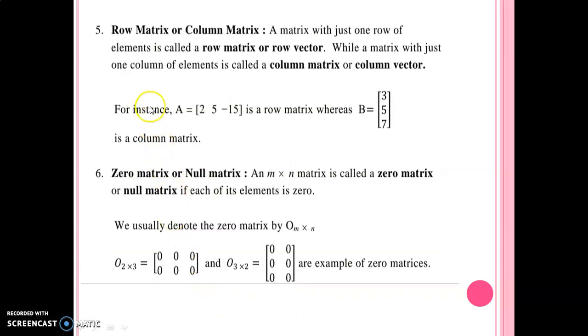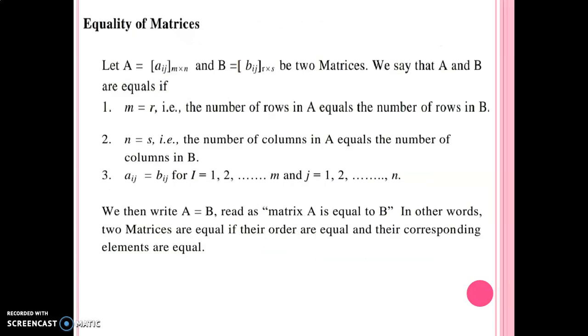Next we have row matrix or column matrix. A matrix with just one row is called a row matrix and a matrix with just one column is known as a column matrix. For instance, here the matrix A has only one row, so it is a row matrix, and the matrix B has only one column, so it is a column matrix. Next is a zero or a null matrix. A matrix in which all the entries are equal to 0 is called a zero matrix.